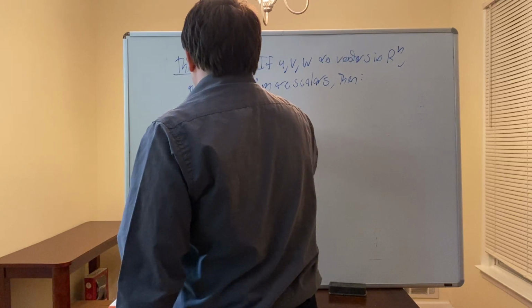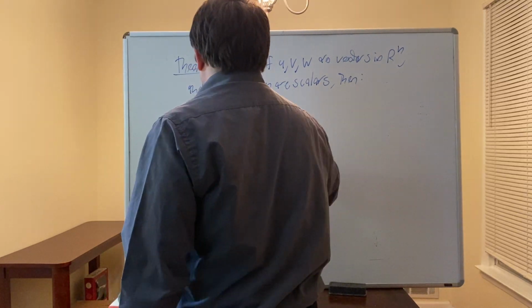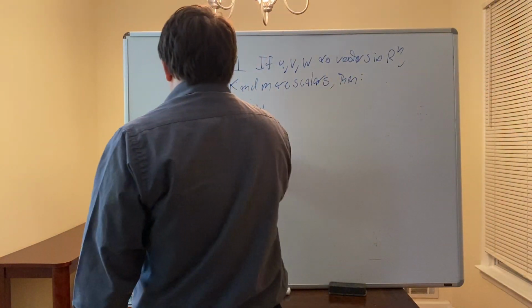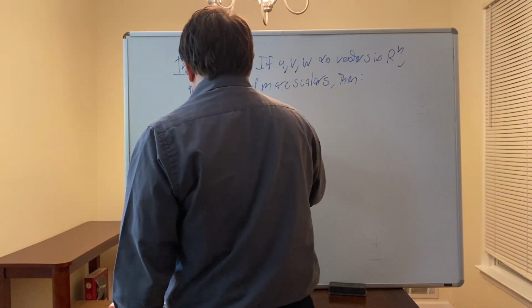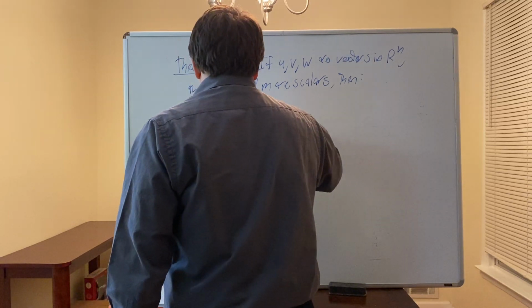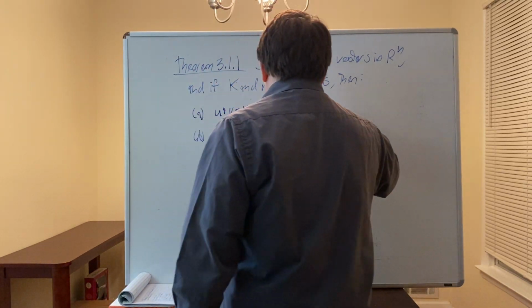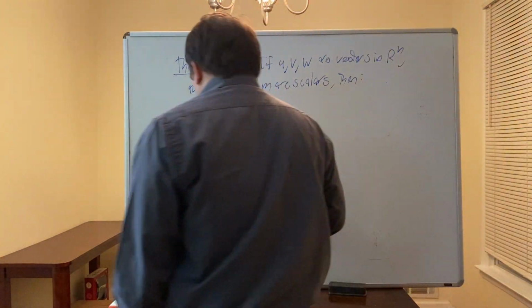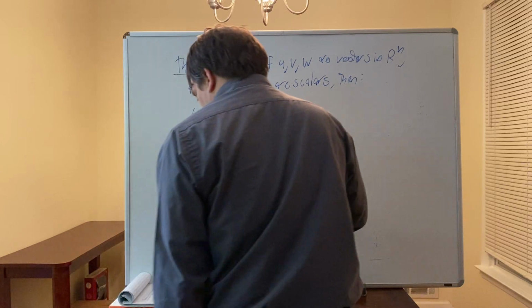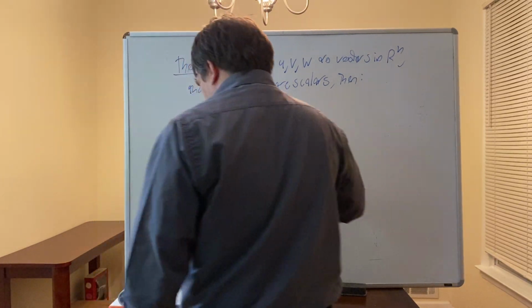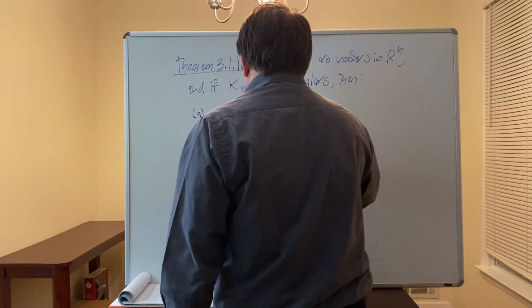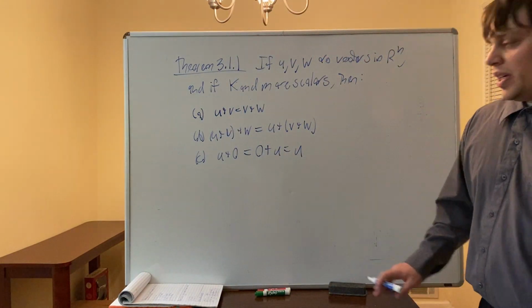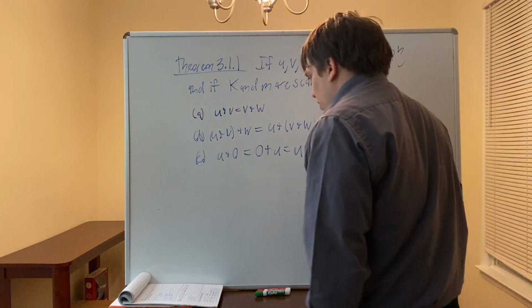Part A is u + v = v + u. That's the commutative law for vector addition that I wrote before. B is (u + v) + w = u + (v + w). This is called the associative law for vector addition. Okay, you don't need to know the name. C is u + 0 = 0 + u = u. And these other ones have names too, but they're not as common, so I won't confuse you by saying them.